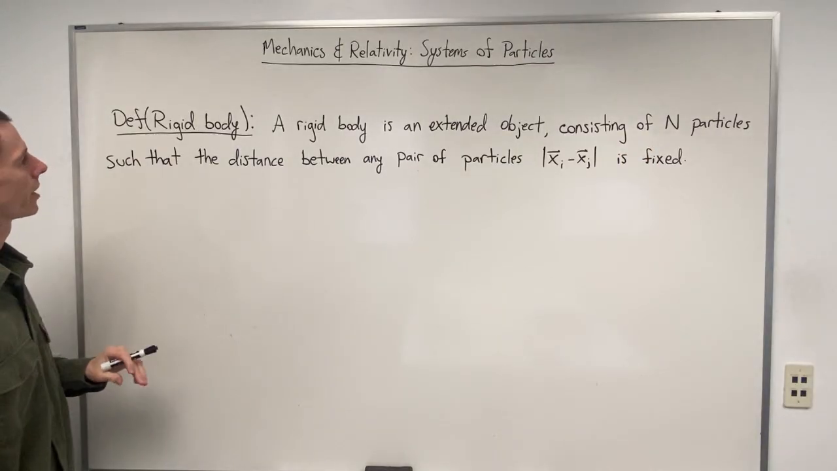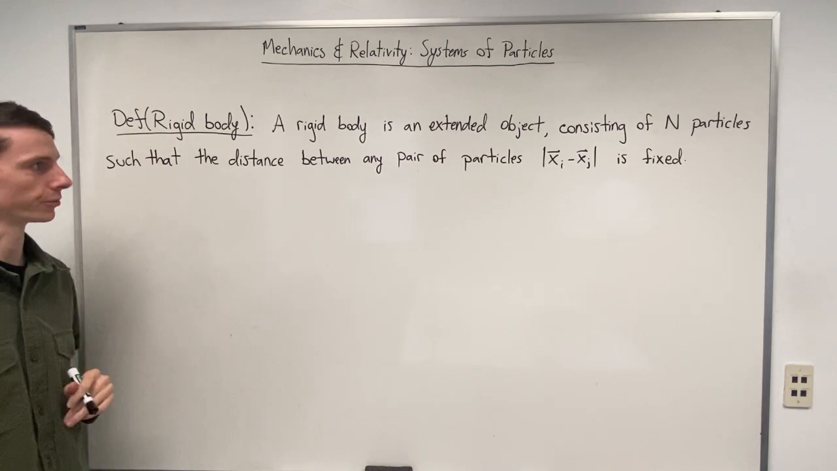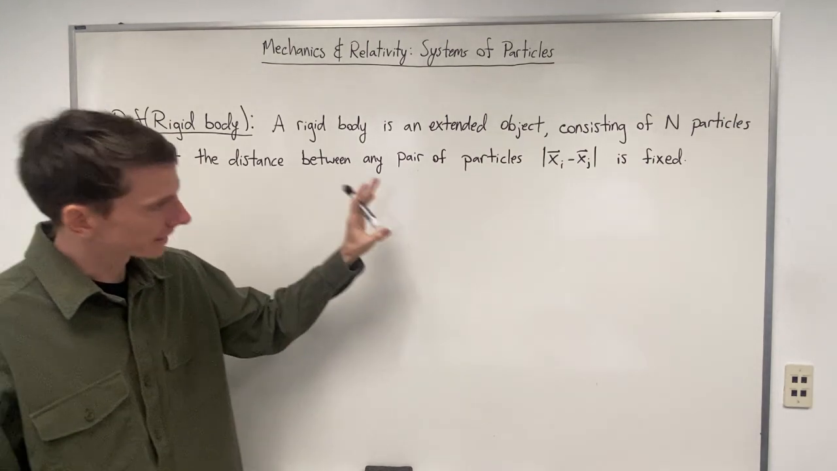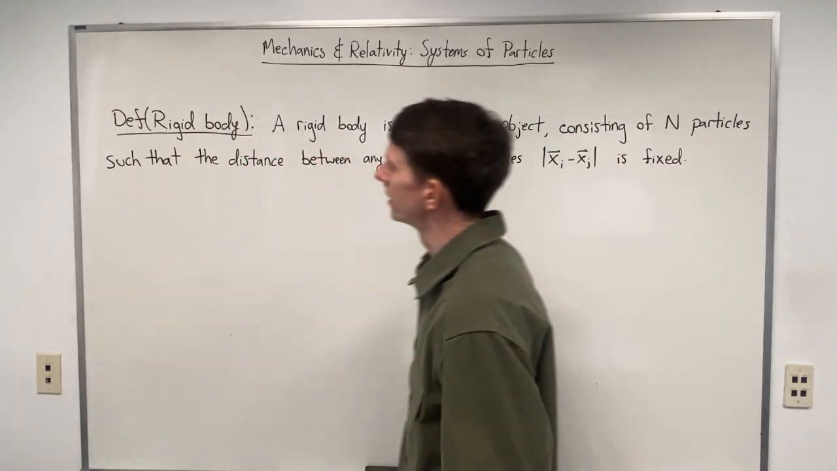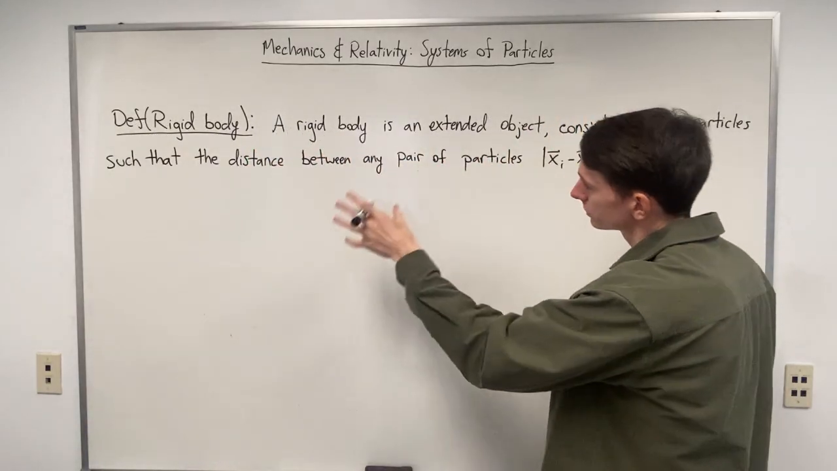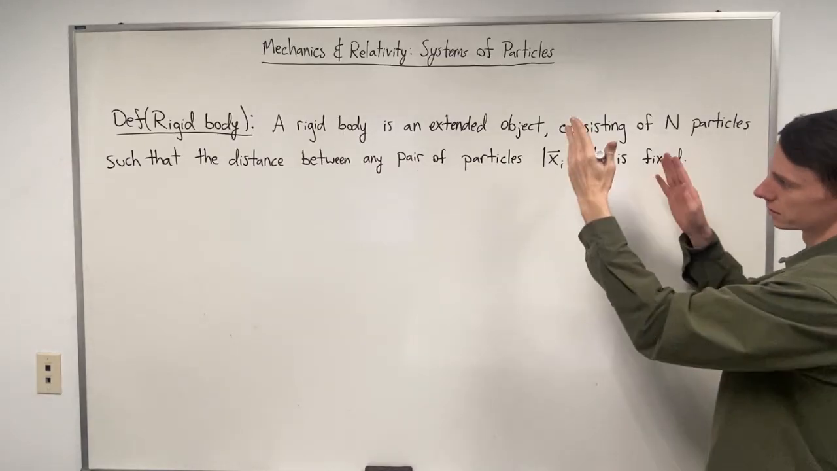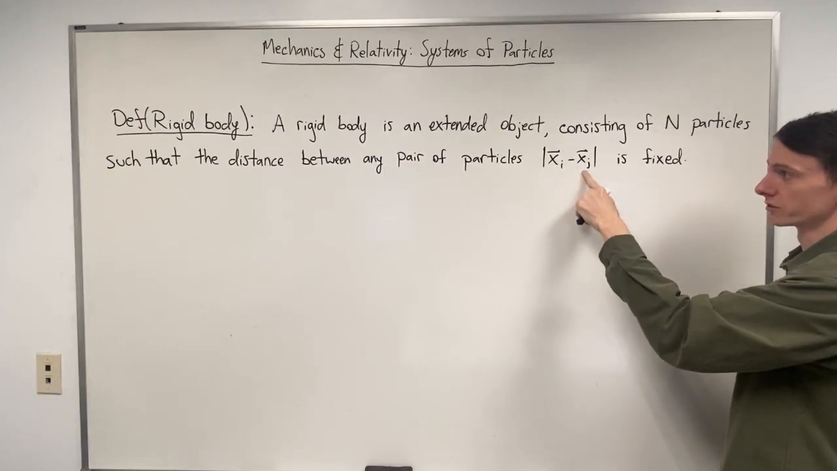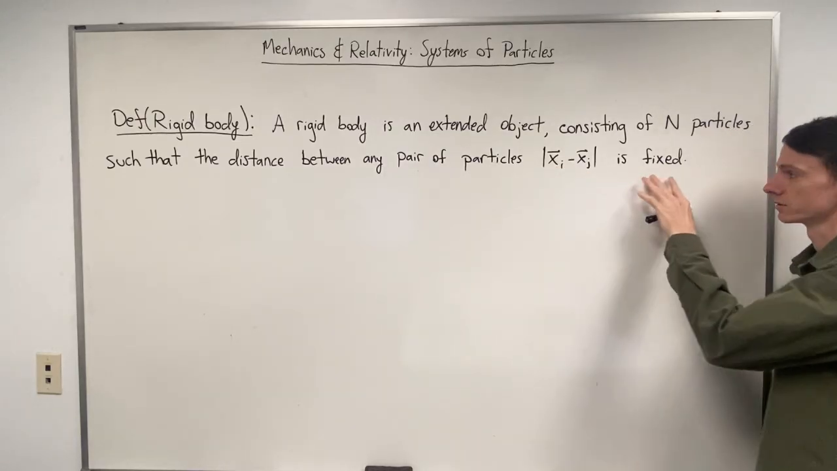All right, so we have the definition for a rigid body right here. So let's go through it together. It says here that a rigid body is an extended object which consists of n particles, such that the distance between any pair of particles, which we can write as the magnitude of the position of particle i minus the position of particle j, so the relative distance between each other stays fixed.